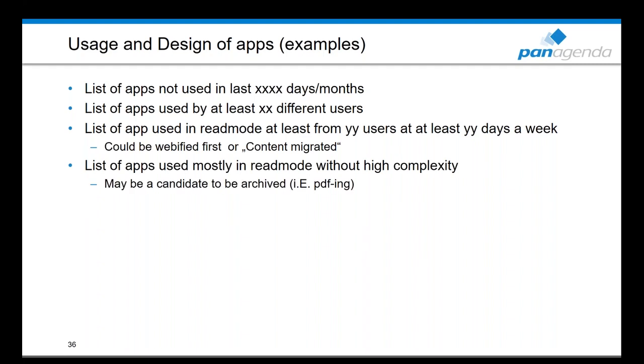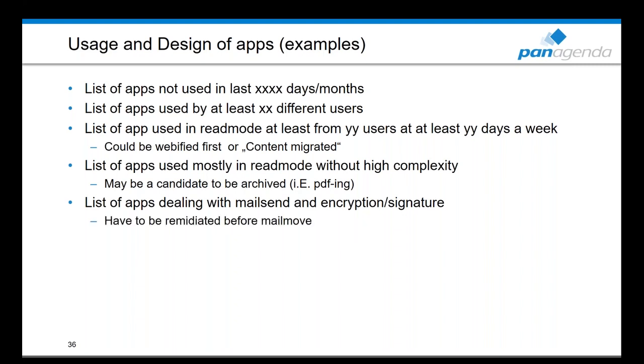So maybe this is a candidate to be archived. It must not be a different technical stack. It might be a PF archive, because it's just read, it's just content. A list of applications which deal with mail send, encryption, and signature, because they will have to be remediated before you cut out the mail and calendaring and put it to Outlook Exchange. Or a list of applications using mail front-end components.